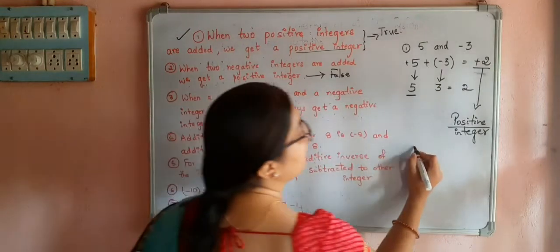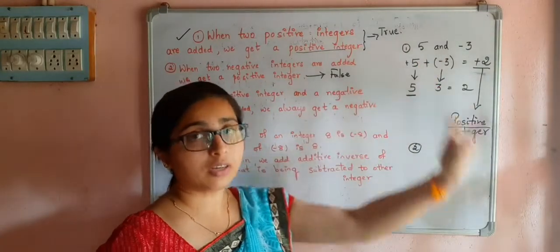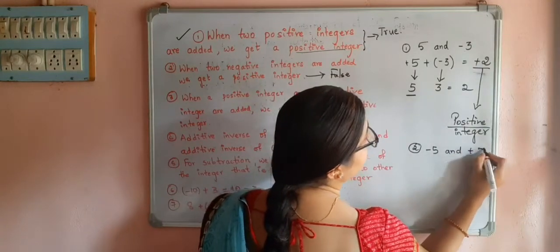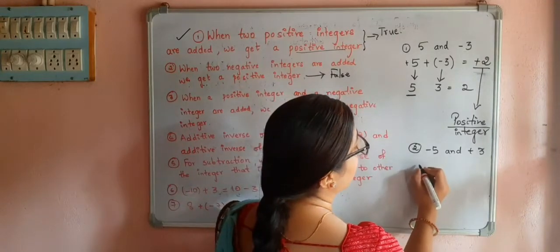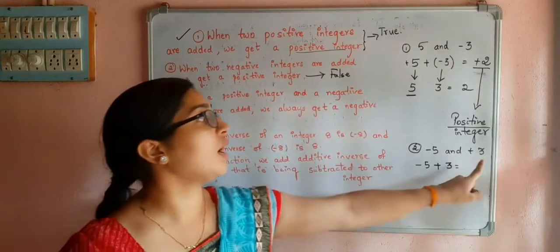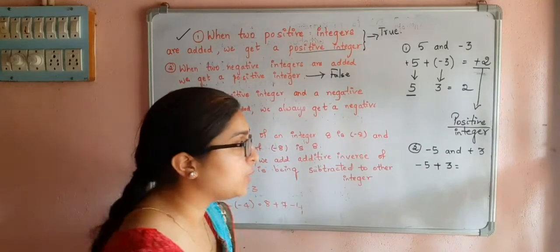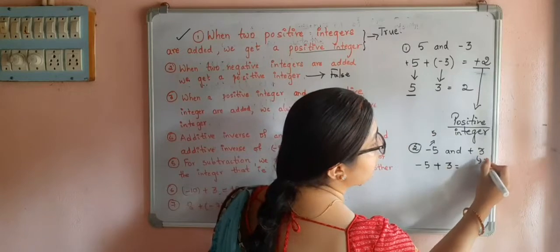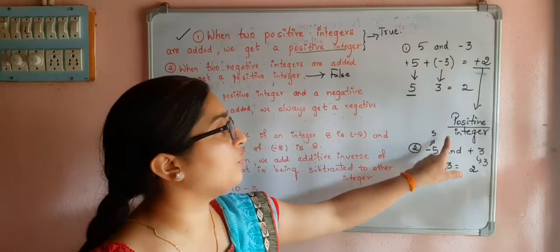But take another example, where the larger value has a negative sign: minus 5 and plus 3. Here also we will see. Minus 5 plus 3. Again these two have different signs, so I will take the difference of the absolute values. The absolute value of minus 5 is 5. The absolute value of plus 3 is 3. So the difference is 2. And the larger absolute value is 5.